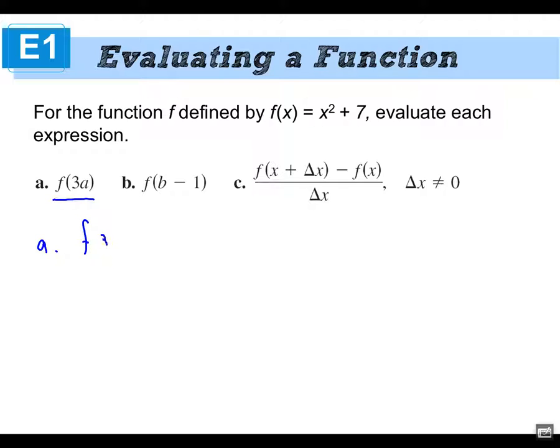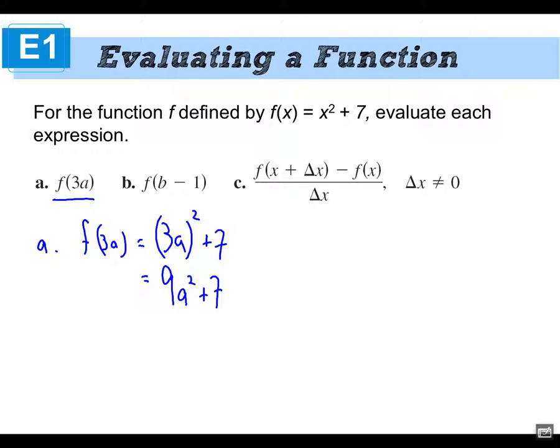So f of 3a becomes what? (3a) squared, the fancy way to say that is quantity squared, plus 7. Easy peasy. And if you're feeling saucy, you could do this as 9a squared plus 7. Simplify that, but you don't necessarily have to early on. Any problems with that? Okay.